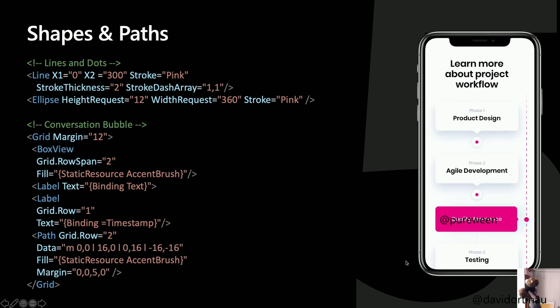Shapes and paths. I don't think that we're going to be showing any of this today. We're going to focus more on the things that we put on the agenda at the beginning, but very cool stuff here. This is all native graphics stuff. So it's the primitives that you would need to be able to create a screen like you see over here with that chat bubble, the circle with the dot, the dashed lines, etc.